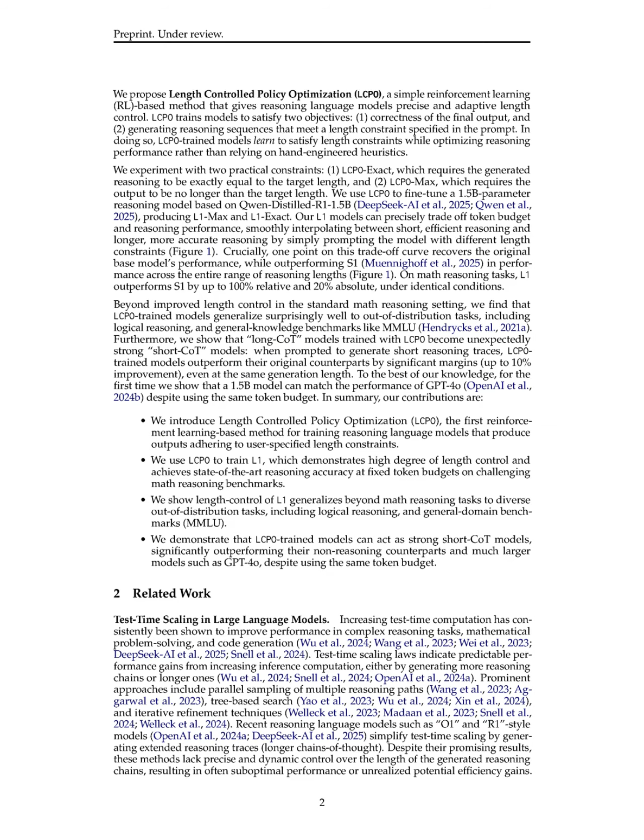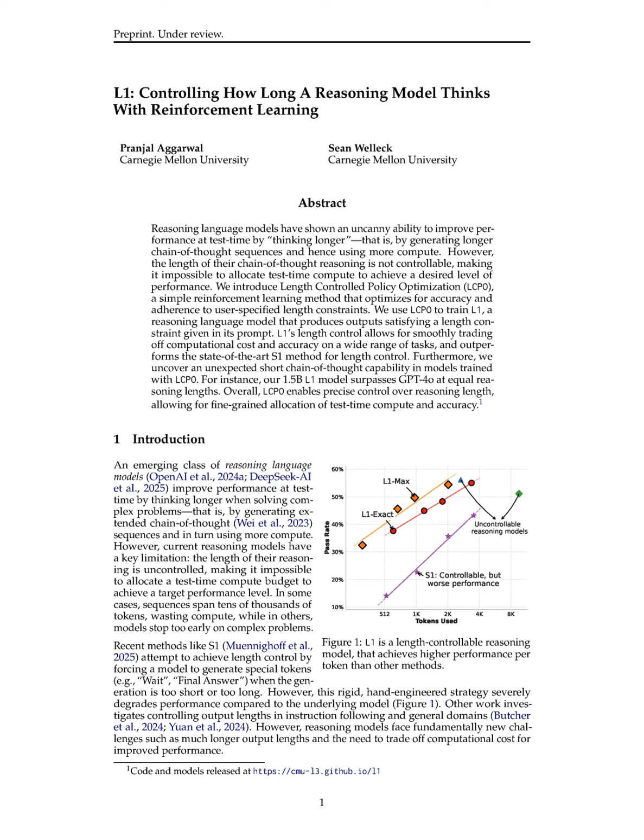The key theoretical and practical benefits of using length-controlled policy optimization (LCPO) compared to previous methods like S1 and other length control strategies include its ability to provide precise and adaptive length control for reasoning language models. Unlike S1, which relies on rigid hand-engineered strategies that can disrupt reasoning by truncating outputs mid-sequence, LCPO intelligently adapts the reasoning process to fit within specified length constraints without sacrificing accuracy.